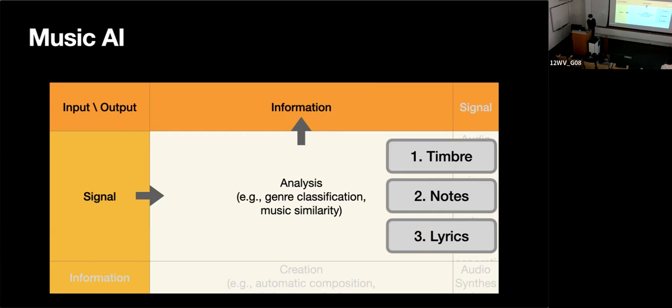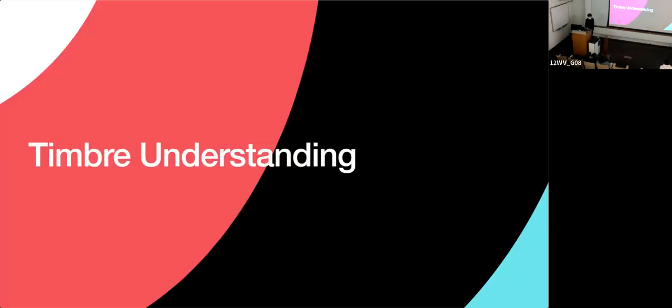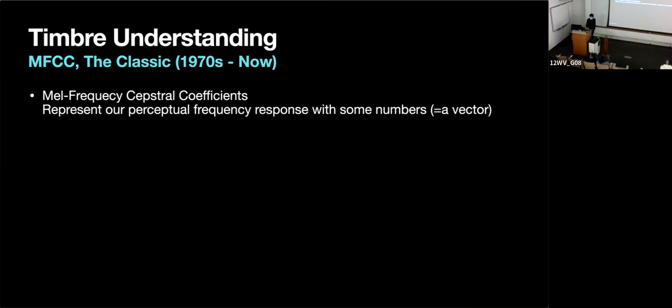And here, we will put an extra focus, dividing further categories into timbre, notes, and lyrics. So first, timbre understanding. Here again, I'll introduce the classic approach for timbre understanding first. That's called MFCC, which stands for mel frequency cepstral coefficients. It represents our perceptual frequency response with some numbers.